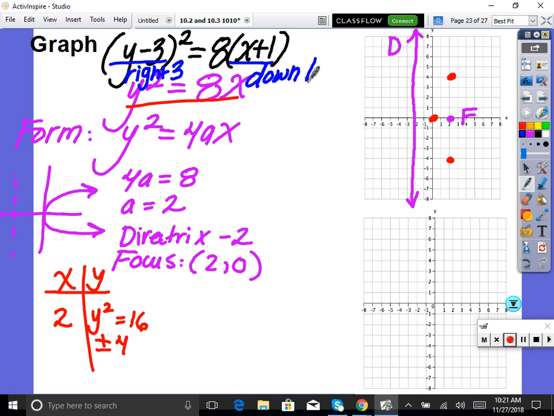Does everybody agree? So now from here, take the directrix and shift it right 3 units. So won't that be at 1, 2, 3? Won't it be at 1? So here's my final graph. At 1 is my new directrix.